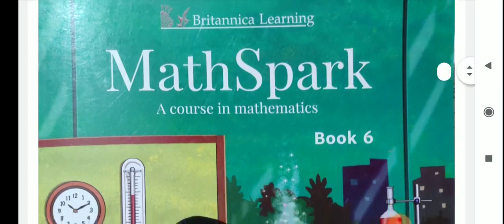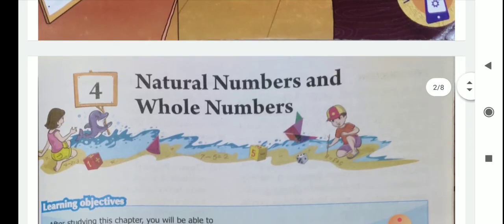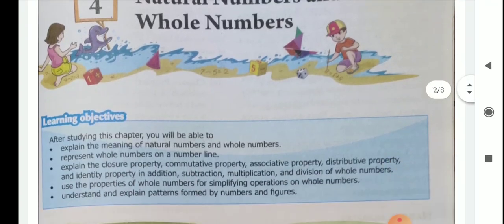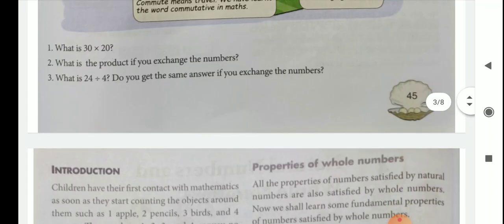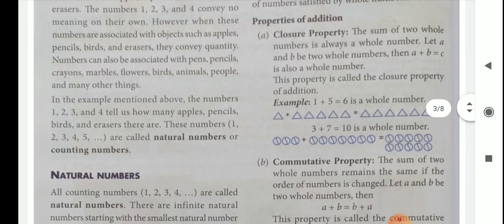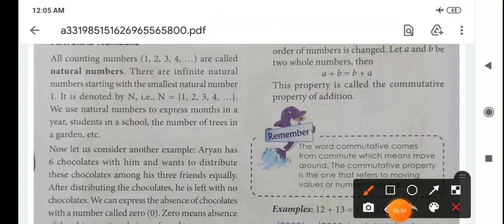Children, now we'll discuss chapter 4, natural numbers and whole numbers. Let's see. First we see about natural numbers. So what is a natural number? Children, you remember, all counting numbers are known as natural numbers.